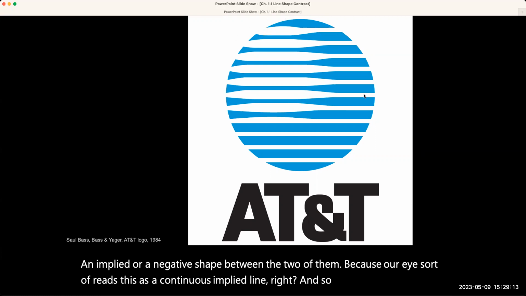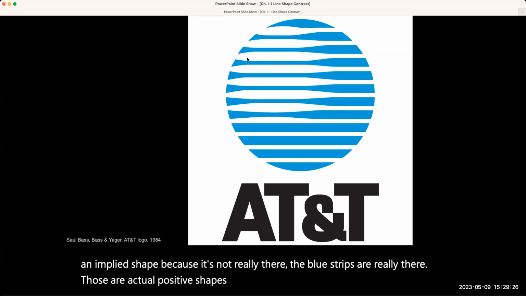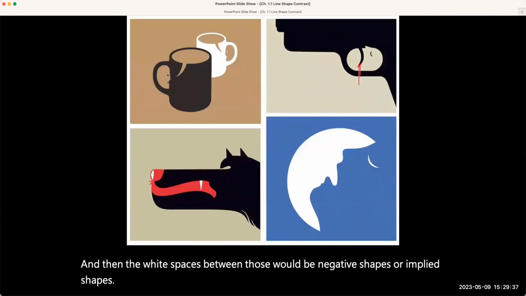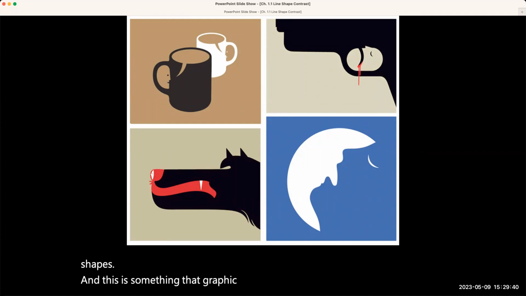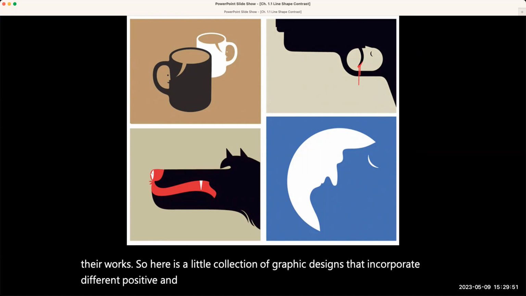And so the entire blue circle is an implied shape because it's not really there. The blue strips are really there. Those are actual positive shapes. And then the white spaces between, those would be negative shapes or implied shapes. And this is something that graphic designers and illustrators use quite often in their works. So here is a little collection of graphic designs that incorporate different positive and negative shapes.